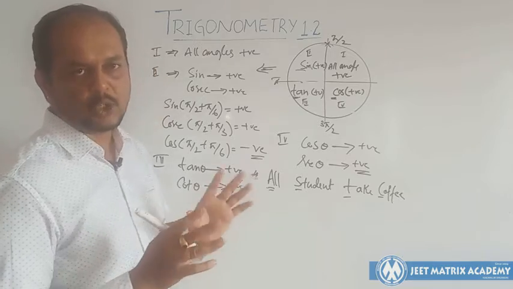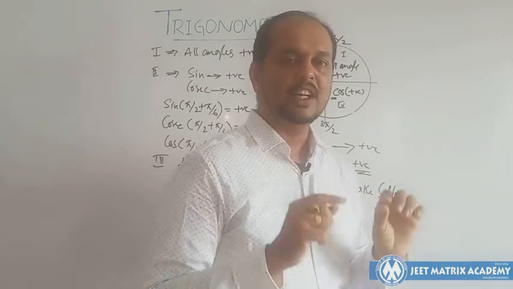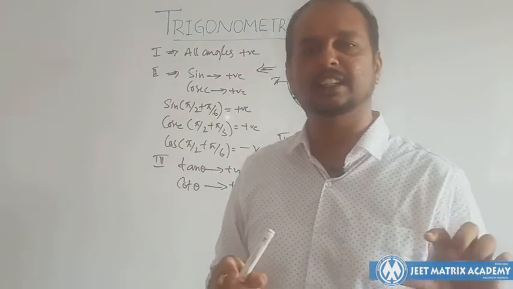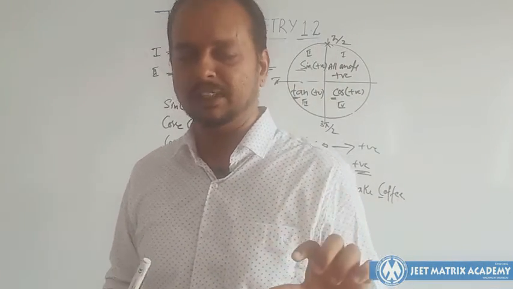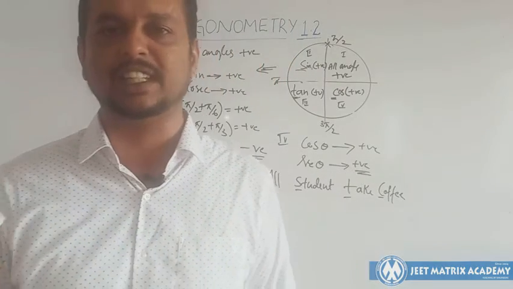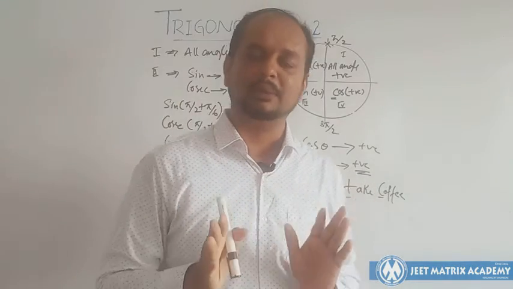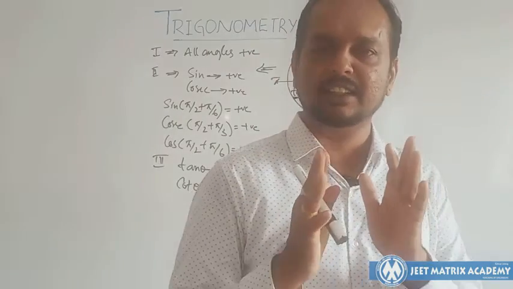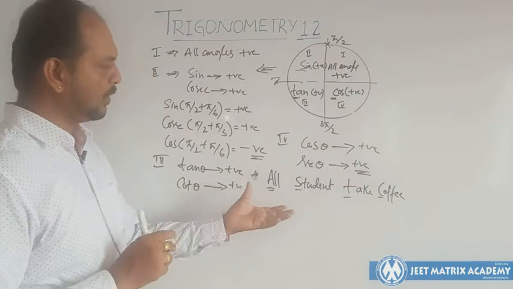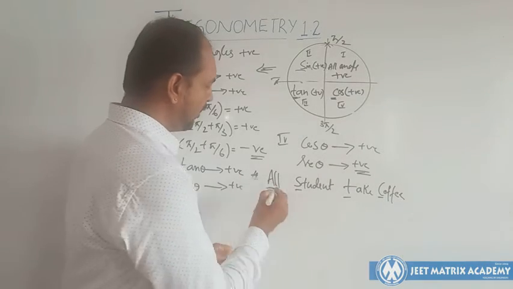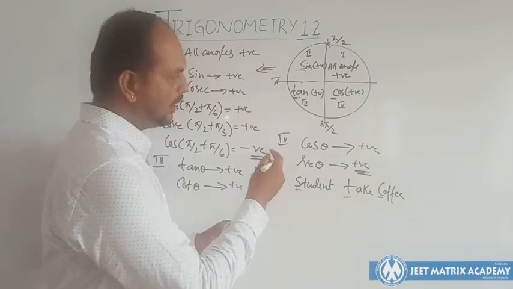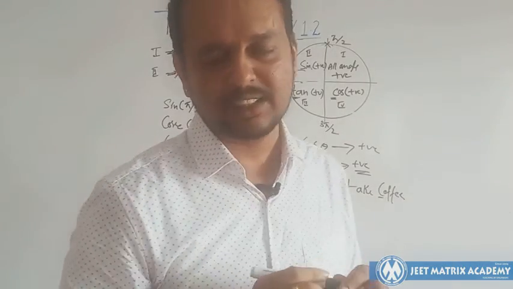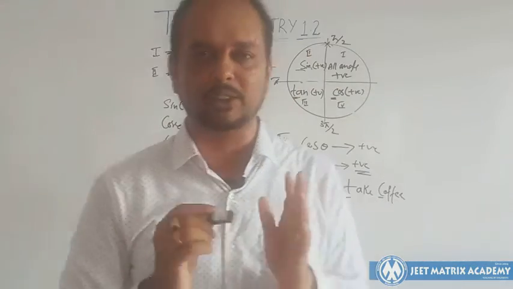Just remember that. So All is in the first quadrant. Students, it will come in the second quadrant. Take, T: tan, cot, come in the third quadrant, and coffee, C: cos and sec come in the fourth one. This way you can remember very easily and in a very simple manner. So try to remember this one word, one sentence, so that your whole sign convention will be very easy. This is one simple trick you can remember.